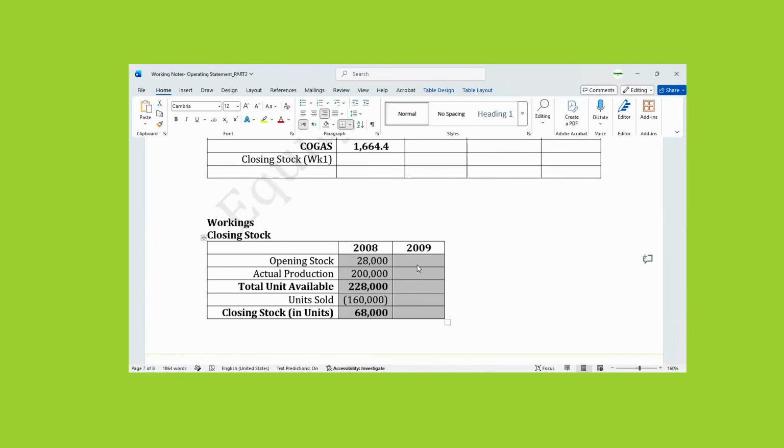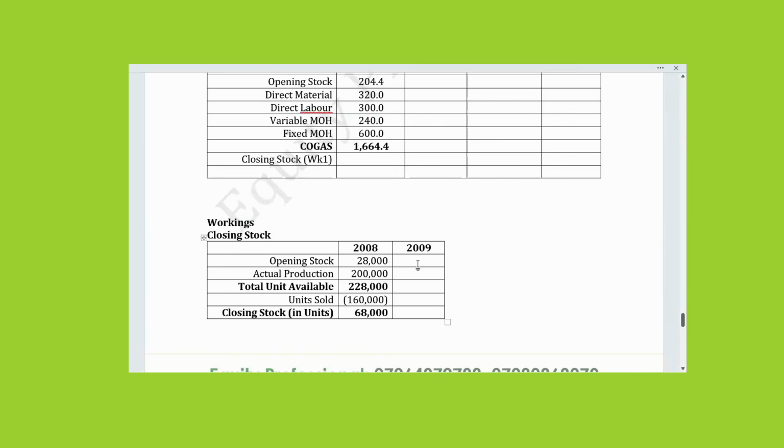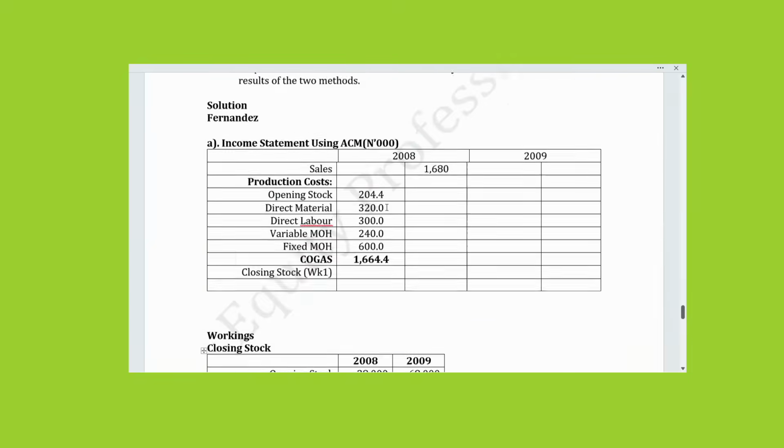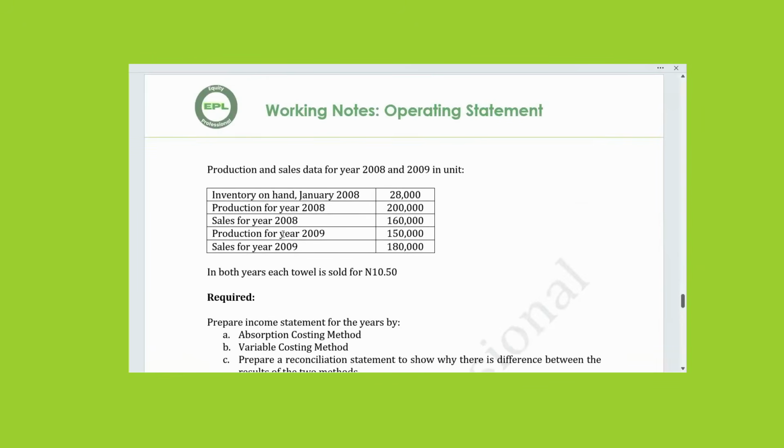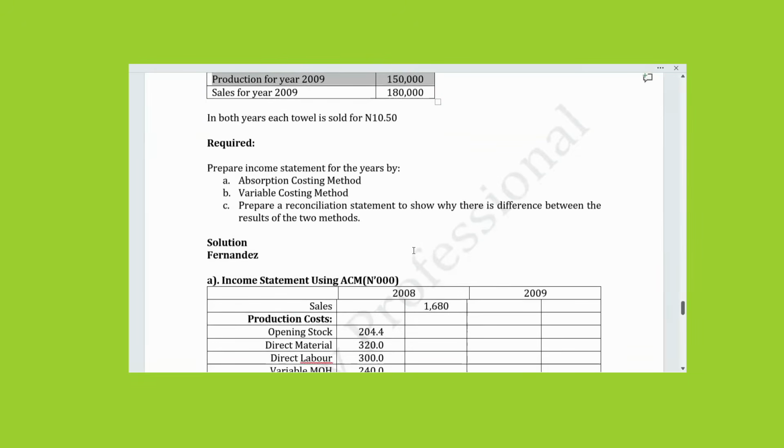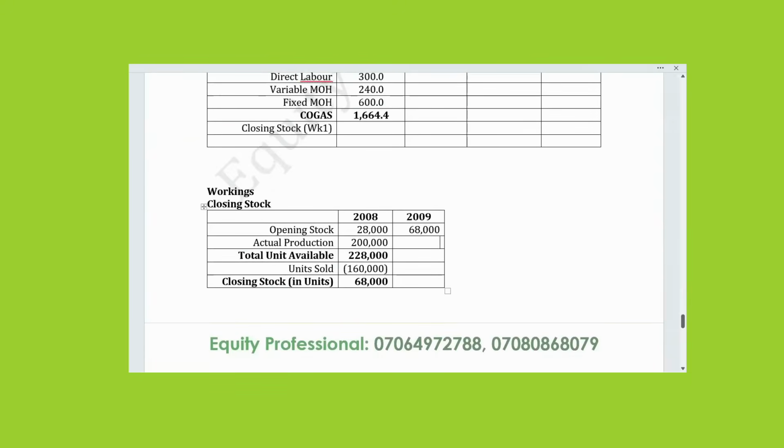Okay? Therefore, I will then come here in 2009. Opening stock in 2009 will be 68,000. Sorry, in 2009, how many units were produced? The company produced 150,000 units. Okay, so I will then come here, 150,000. Then to get the total units available, you add the two together, 68,000 plus 150,000. That's 218,000.